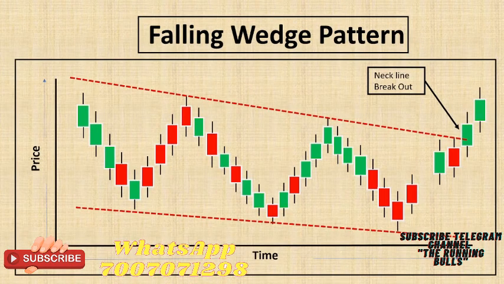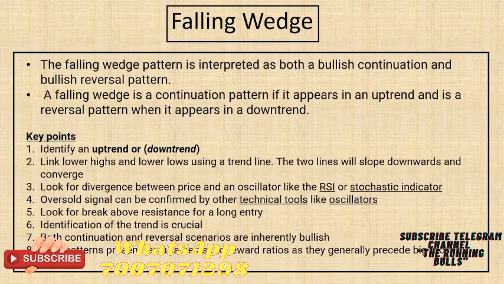Falling wedge patterns. The falling wedge pattern is again similar to the bullish one. In this case it is the falling one. It is again changing the trend from bearish to bullish. Let's talk about it in detail. The falling wedge pattern is interpreted as a bullish continuation and bullish reversal pattern. Falling wedge is a continuation pattern if it appears in an uptrend, and is a reversal pattern when it appears in a downtrend. So it is both a continuation and a reversal.